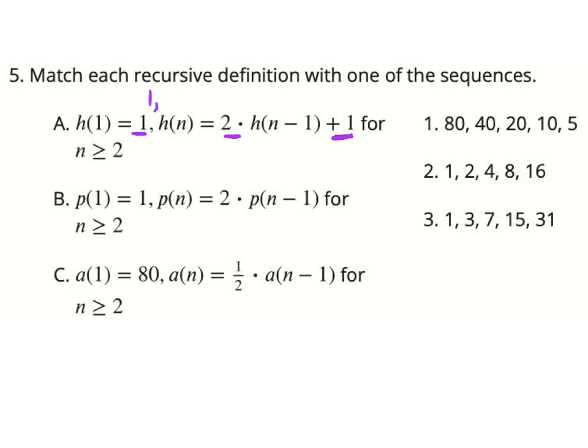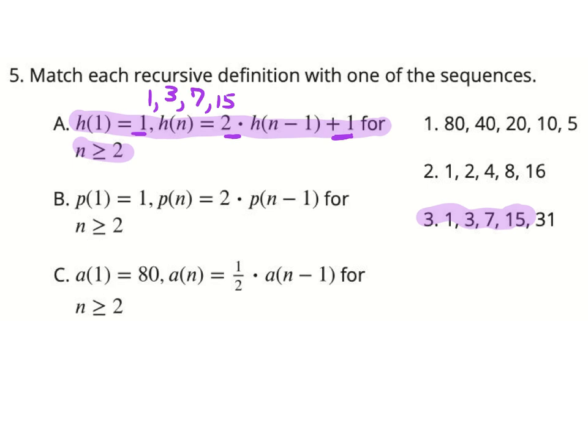If we start at 1, for step 2, it's 2 times the previous term, which is 1. 2 times 1 is 2, plus 1 is 3. Now we go 2 times 3, which is 6, plus 1, which is 7. 2 times 7 is 14, plus 1 is 15. And that looked like it matches with 3. So this matches with 3.